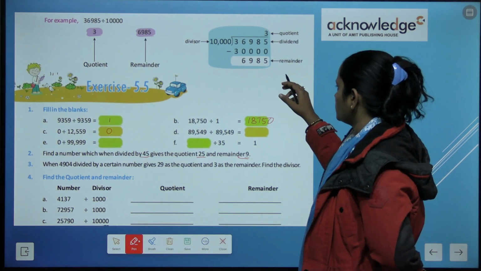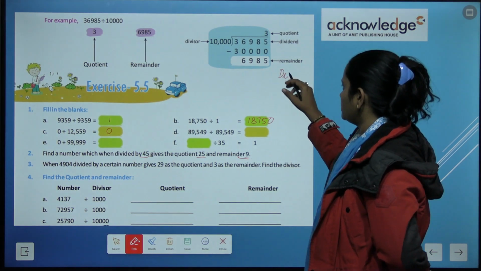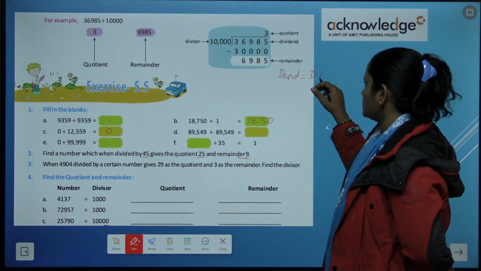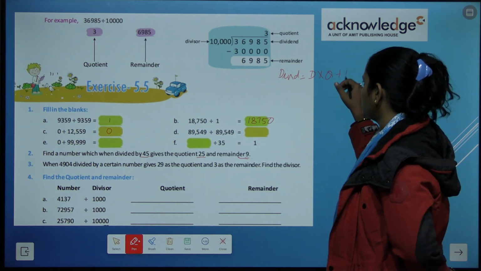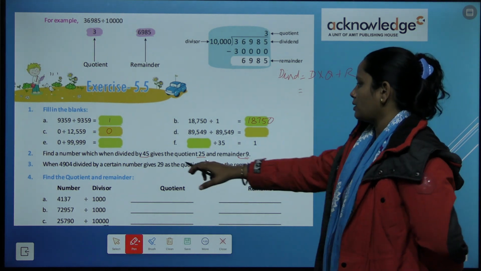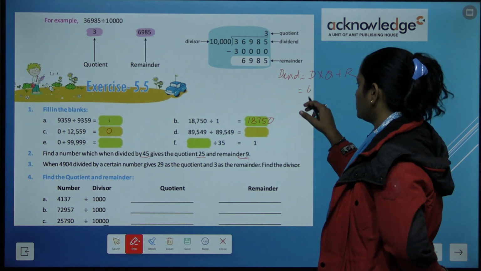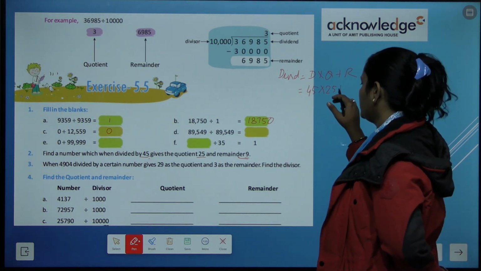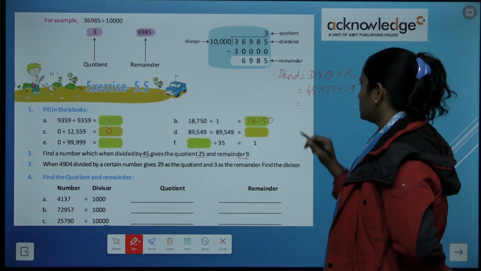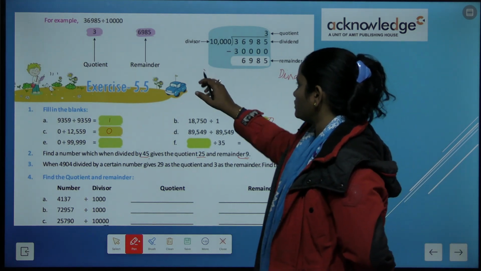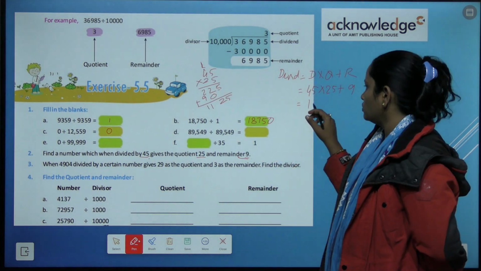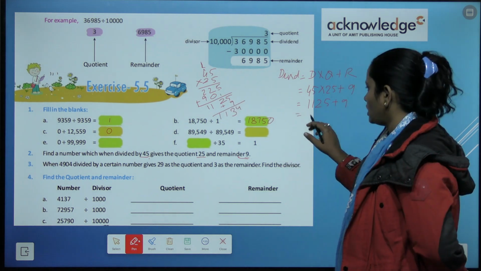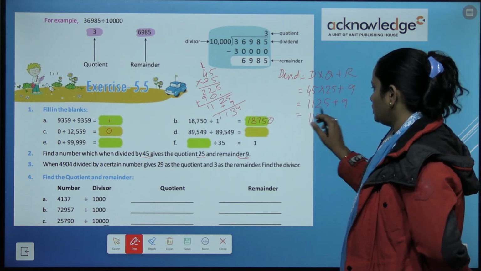चिल्ड्रन, लेट्स डू दिस क्वेश्चन. हियर डिविडेंड is equal to divisor multiply quotient plus remainder. So यहाँ पे हमारा divisor है 45, multiply quotient है 25 plus remainder है 9. So अब हम 45 को 25 से multiply करते हैं. So we get 1125 plus 9. So here the answer is 1134.